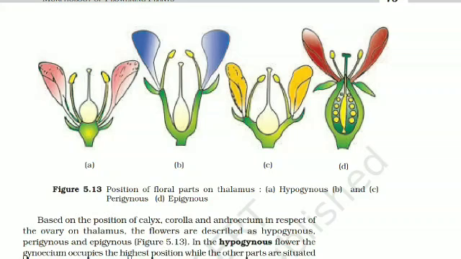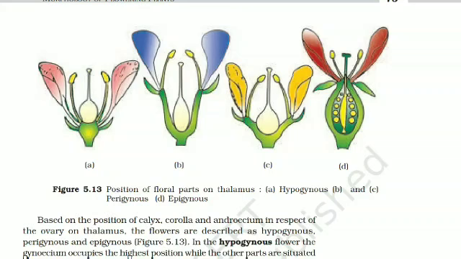First, hypogynous flowers. In hypogynous flowers, as in the diagram A, you can see that the gynoecium is occupying the highest position. What is the gynoecium? That is the ovary, style, stigma, while the other parts are situated below it, and the ovary in such flowers is said to be superior. For example, very common flower, China rose. So, just take a China rose flower, dissect it and separate the other parts and find out.